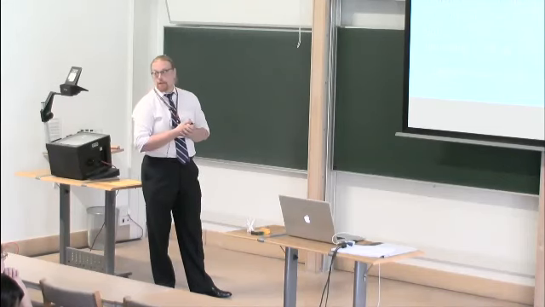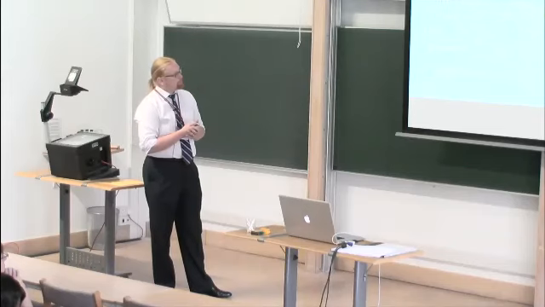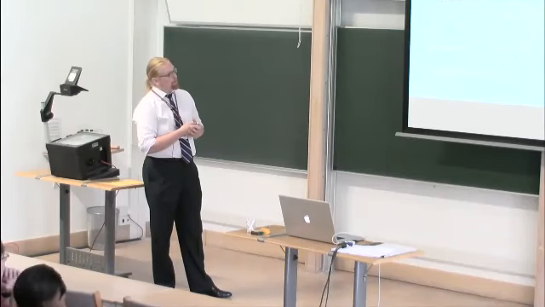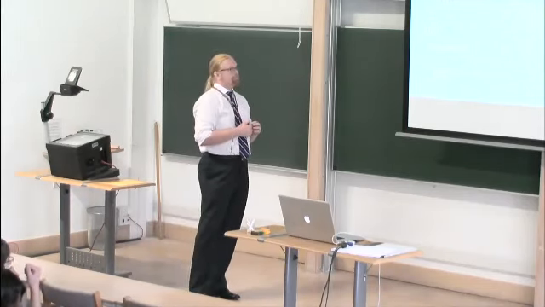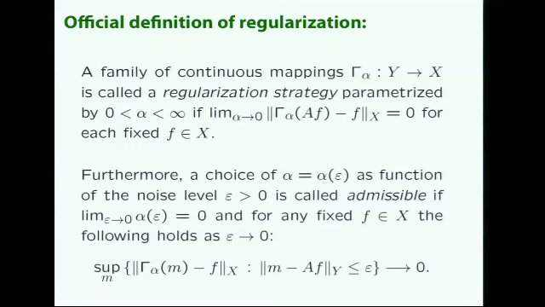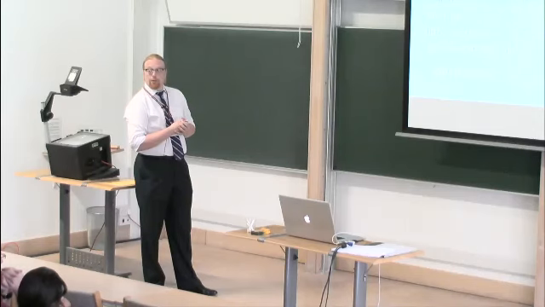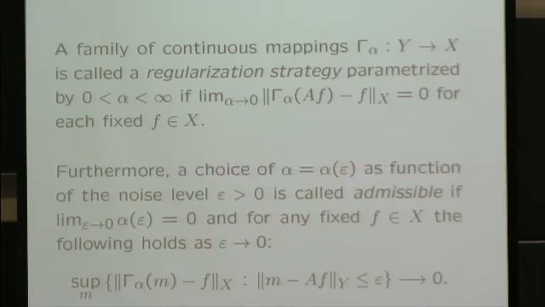So this is a basic requirement. Unless A has some kernel, then we have to deal with some quotient spaces, but let's not go into that. So for a fixed f in X, we should get back from infinite precision data the correct reconstruction in the limit when the regularization parameter goes to 0.